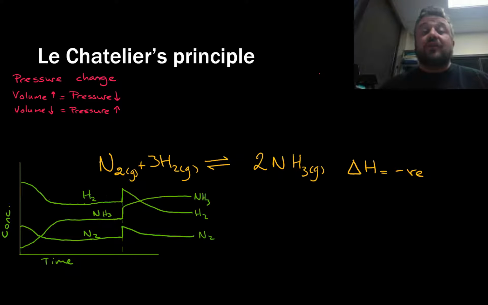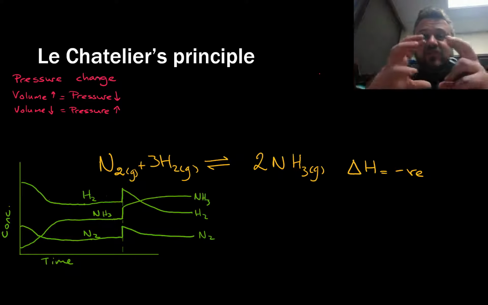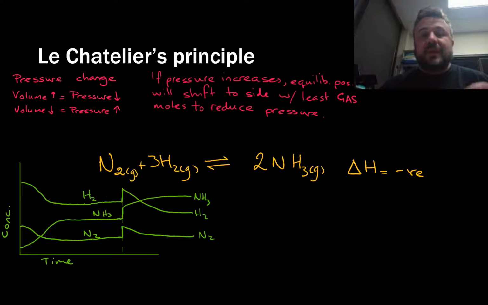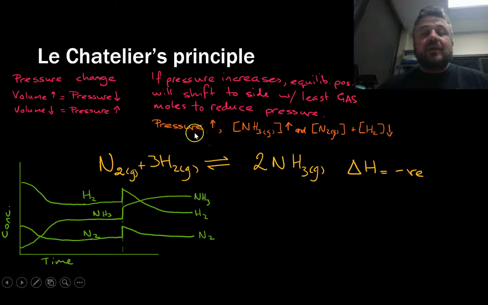If we increase the volume, the pressure will decrease. If we decrease the volume, if we squeeze it shorter, the pressure increases. So they're inversely proportional. So if pressure increases, the equilibrium position is going to move to the side with the least gas. It's important to remember it's just gas moles, and this reduces the pressure because a liquid can't be compressed, right?